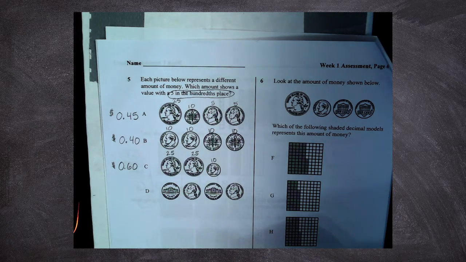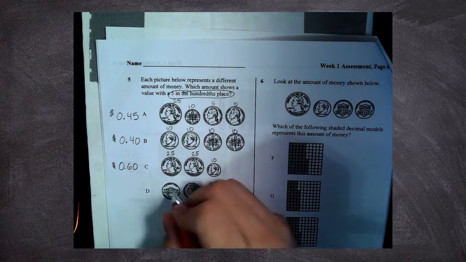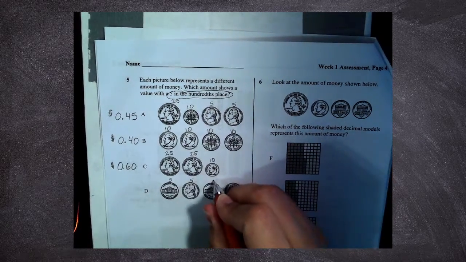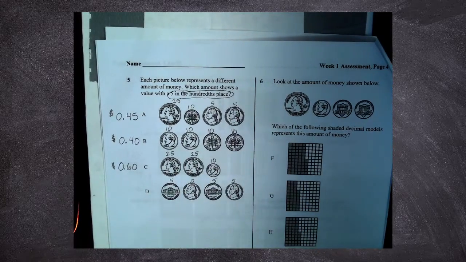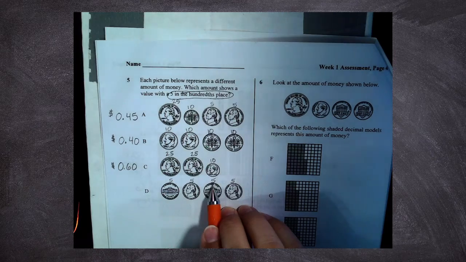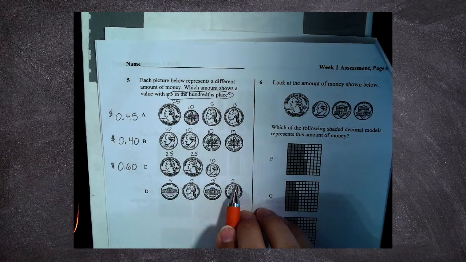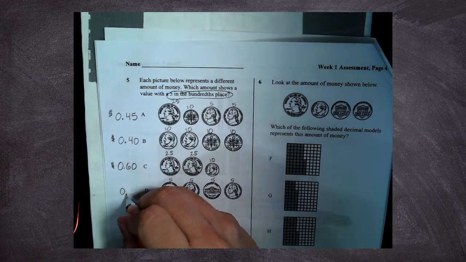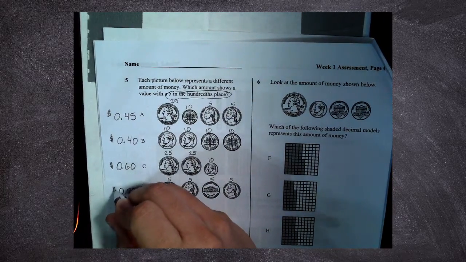Finally, answer choice D. Same thing. I'm going to label my coins, and I'm going to count them up. Answer choice D is nothing but nickels. 5 cents, 5 cents, 5 cents, 5 cents. Take a look at how much money that would be. 5 plus another 5 is 10, plus another 5 is 15, plus another 5 is 20. So this is 20 cents.